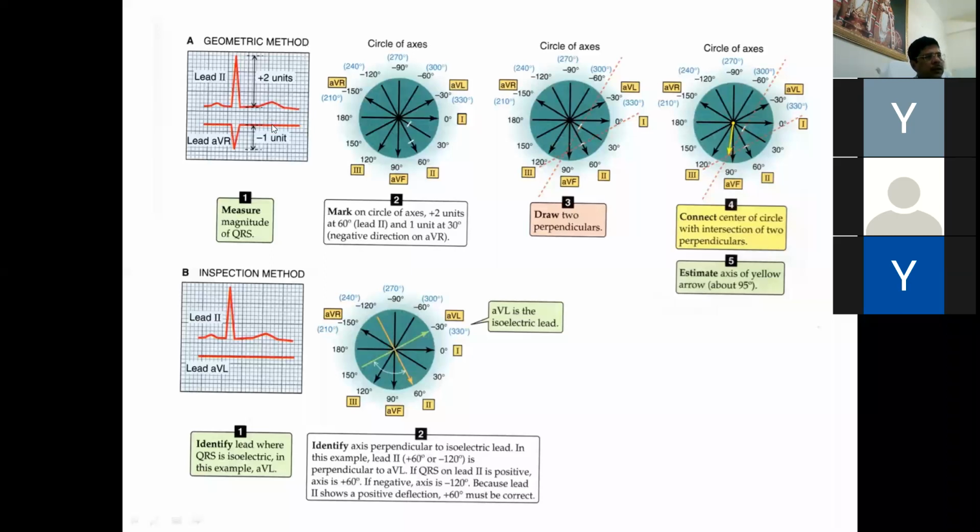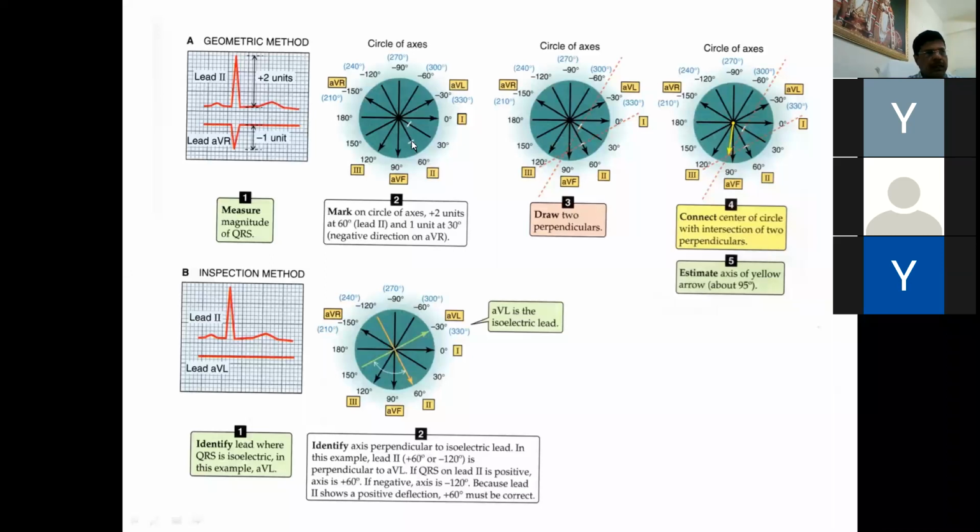So then you will draw one system called the hexaxial system, which I told you yesterday. You have an axis which represents AVR, and you have another axis which represents lead 2. On the axis which represents AVR, you will mark -1 unit. This is positive, this is negative. Towards the arrowhead is positive, towards the other end is negative. So here is -1 from the center of the circle that you will mark.